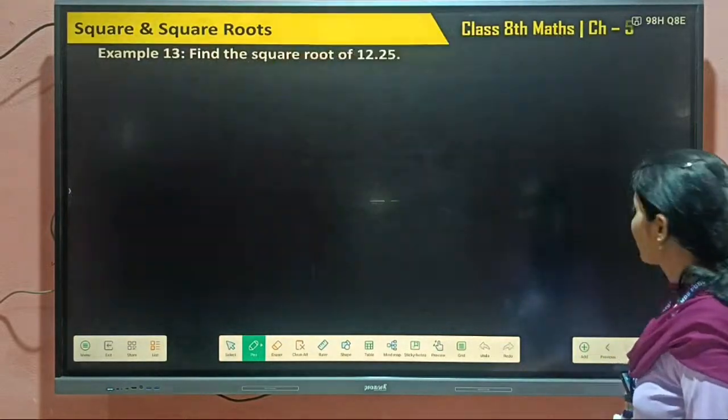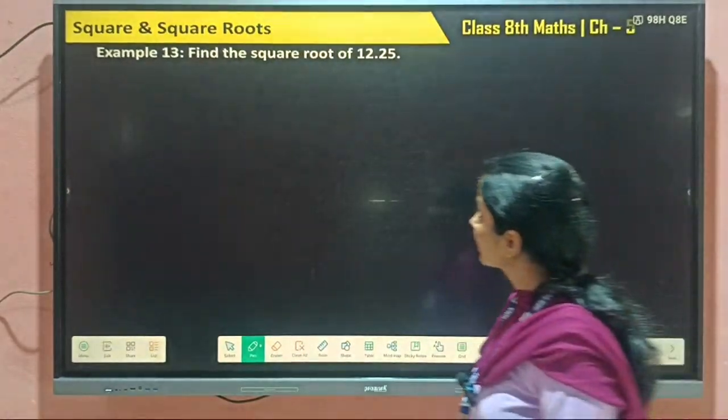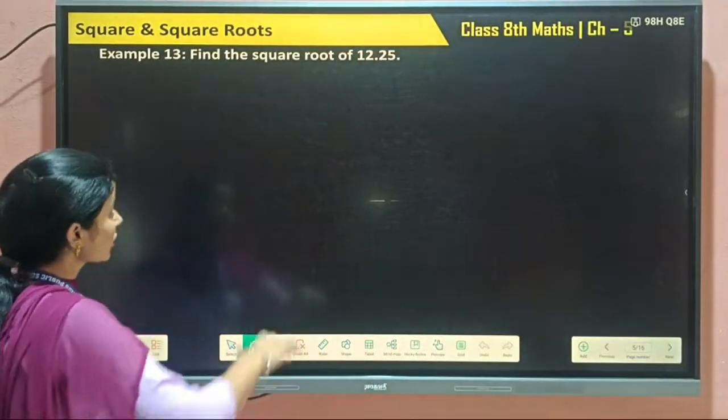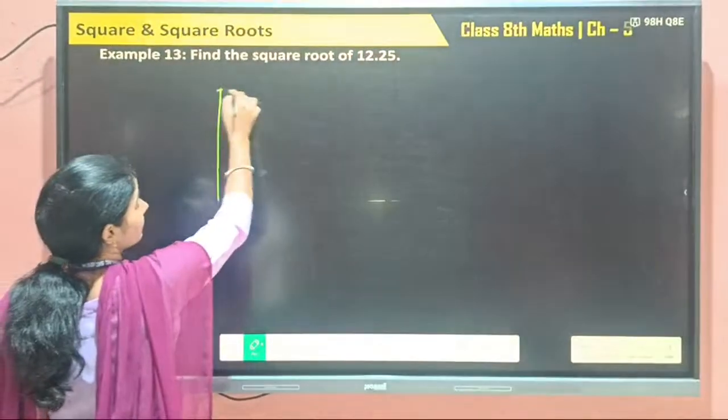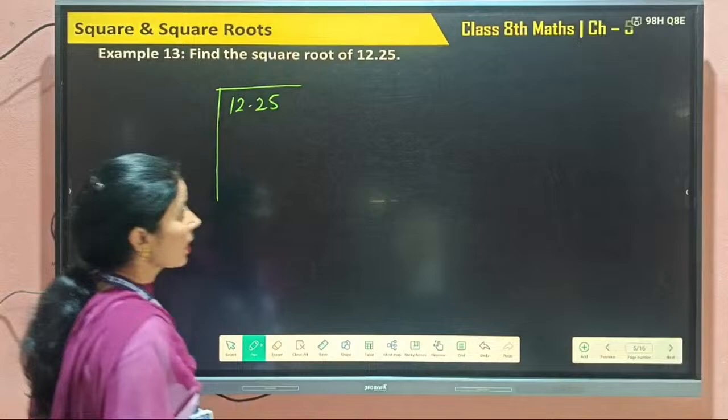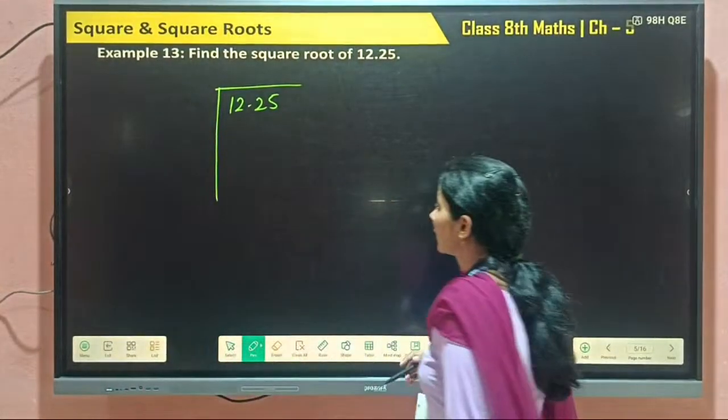Let us do the next example. Find the square root of 12.25. Its square root we have to find out. Let us see how we can pair digits in decimal numbers.